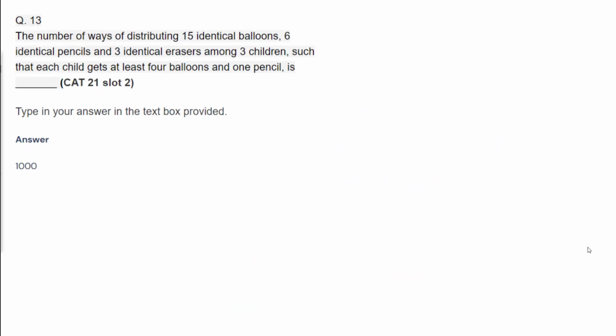Question number 13 from CAT 2021 slot 2. The number of ways of distributing 15 identical balloons, 6 identical pencils and 3 identical erasers among 3 children, such that each child gets at least 4 balloons and at least 1 pencil, is what? So look here. First of all, let's talk about 15 identical balloons.